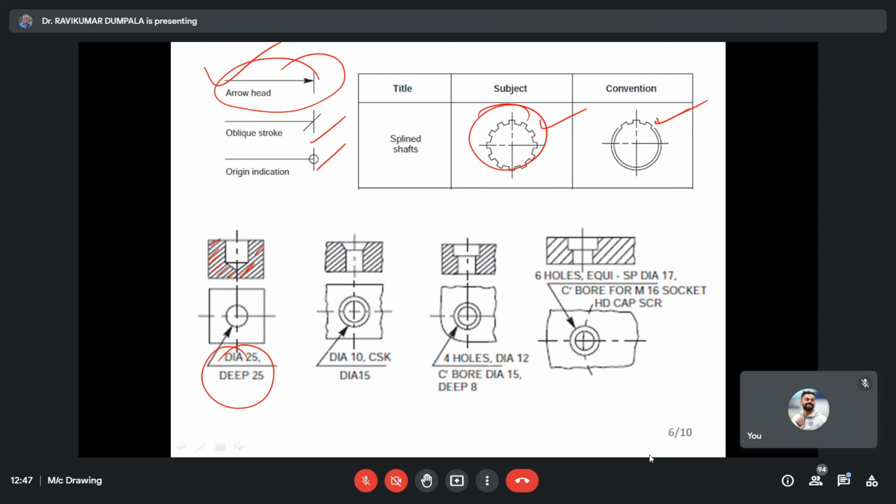Okay. So if you're not mentioning depth, it means they just go for a blind hole. So, through hole, not blind hole. It's a through hole. Okay. If you're defining a dimension, it means it is only there, then they go up to that depth.